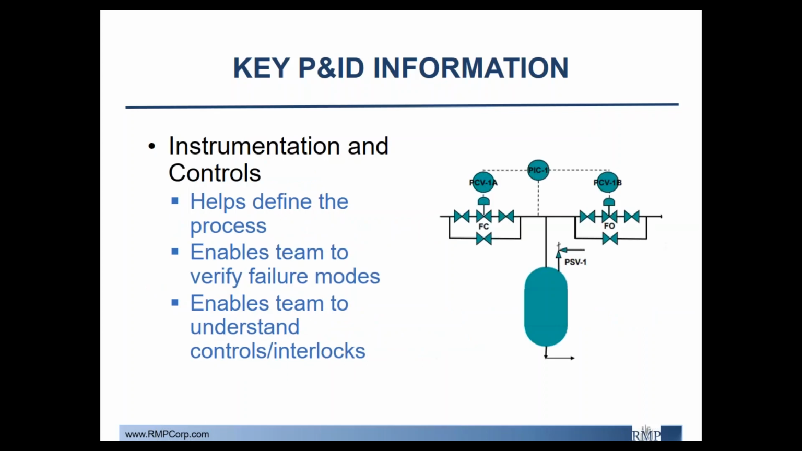From an instrumentation standpoint, obviously instrumentation and controls help define the process, so the configuration can be determined. It helps the HAZOP team or any team that's looking at the P&ID to identify the failure modes of each control that you're looking at. And also it helps the team identify and understand the controls and interlocks in the system.